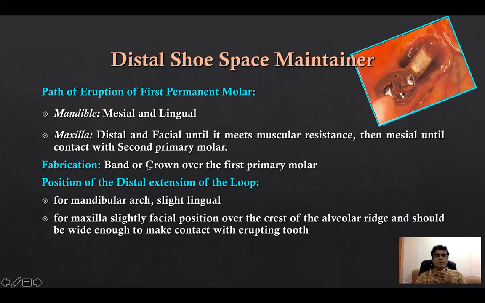The fabrication is band or crown over the first primary molars. Then the position of the distal extension of the loop for mandibular arch is slightly lingual. For maxilla, slightly facial position according to the direction of the eruption of the first permanent molar over the crest of the alveolar ridge and should be wide enough to make contact with the erupting tooth.